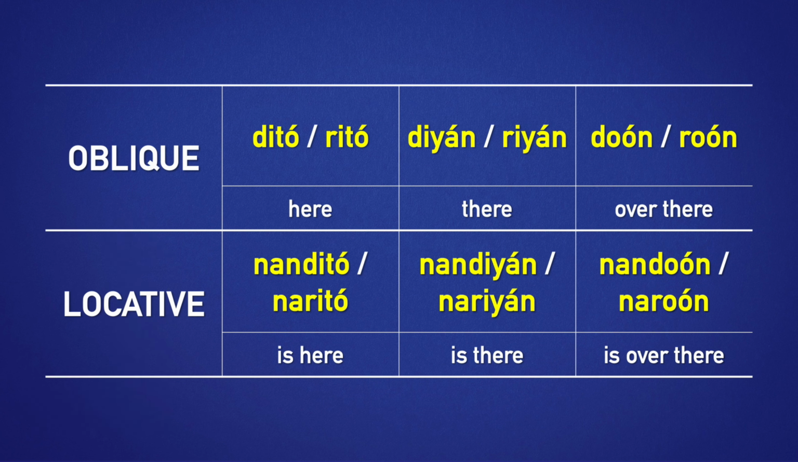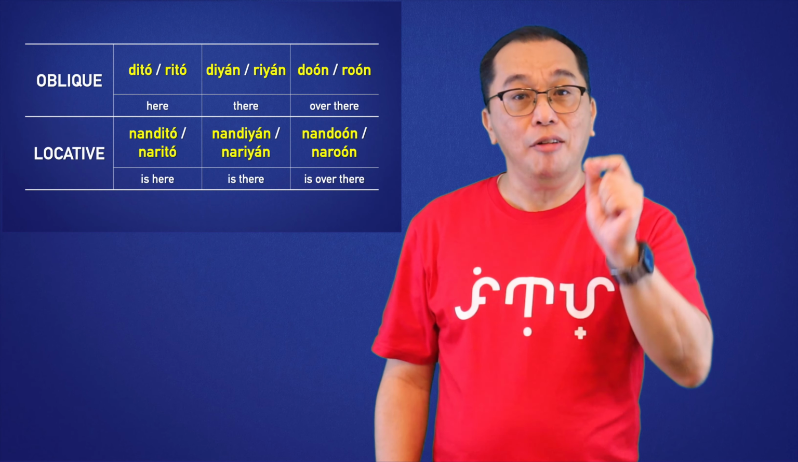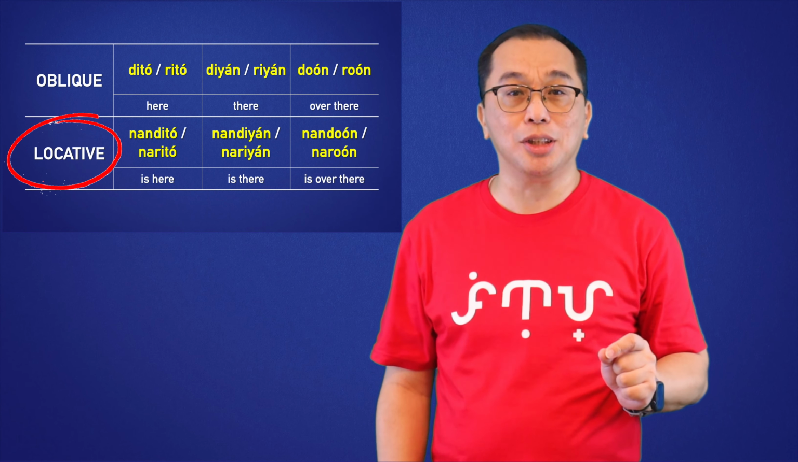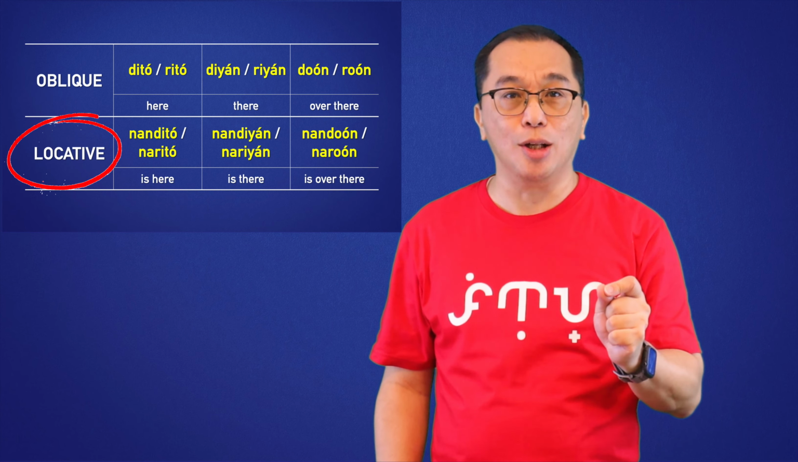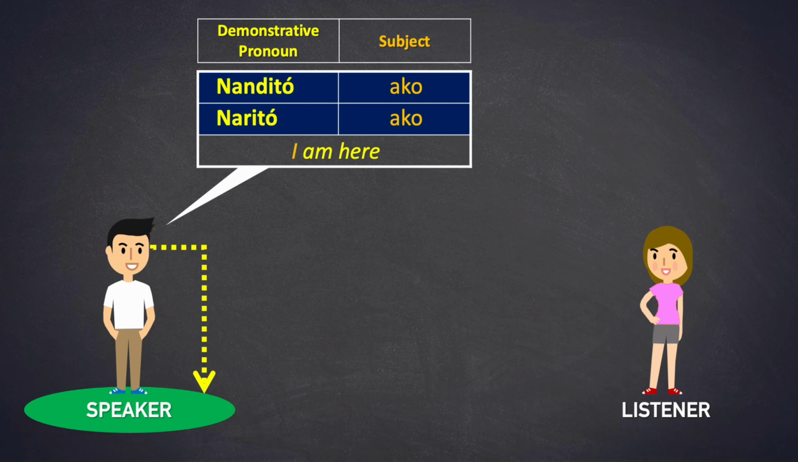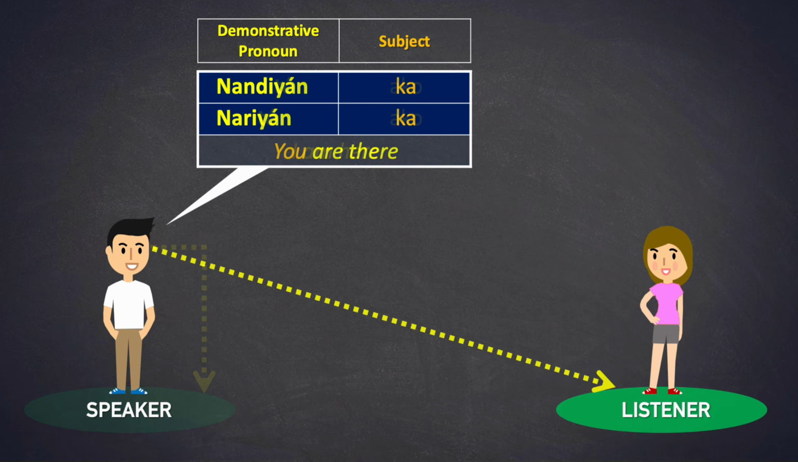How are these different from the locative demonstrative pronouns nandito or narito, nandiyan or nariyan, and nandoon or naroon? The difference is that the locative demonstrative pronouns are used to point out where the subject is located. For example, nandito ako, narito ako, I am here.